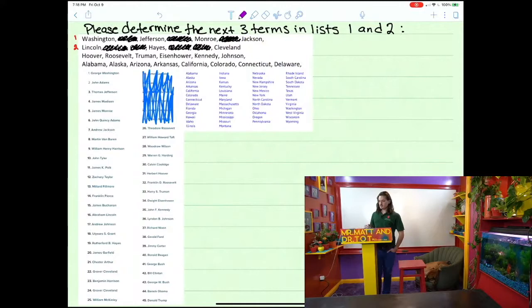Okay, now if we look at the first list, it goes Washington, Jefferson, Monroe, Jackson. So now we're alternating every other one. So now the next three terms would be Harrison, Polk, and Fillmore.